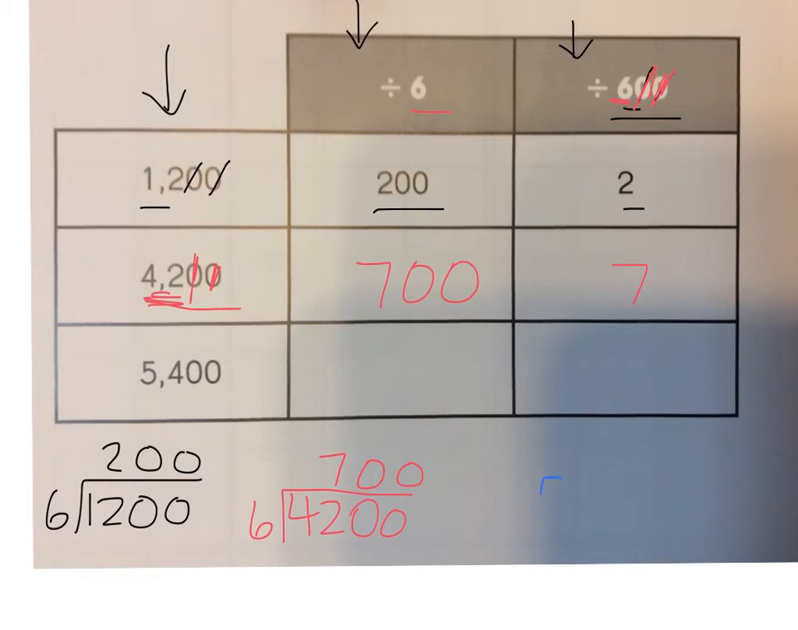And in the last one, 5,400 divided by 6. 6 goes into 54 evenly 9 times. Fill in my place values for 900. And dividing by 600, we knock off the 2 zeros again. And 54 divided by 6 gives me just 9.